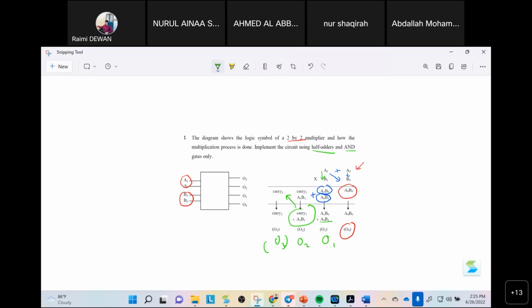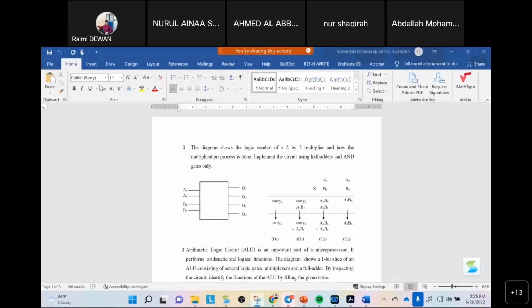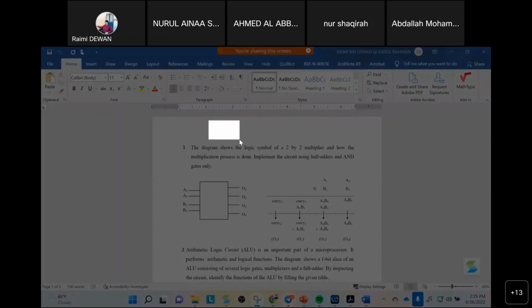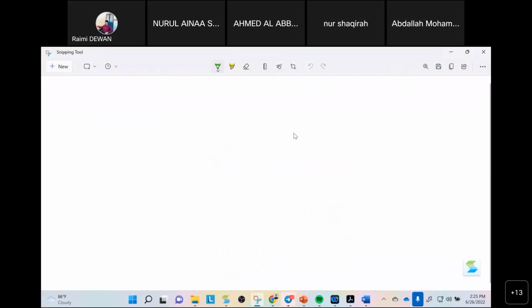Okay, I use the white screen now because I have to use some space. So now it's a white screen. Let's say we have a full adder.